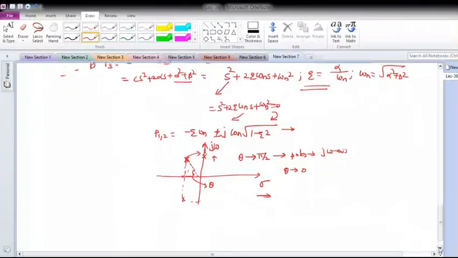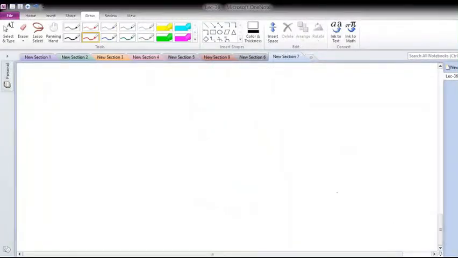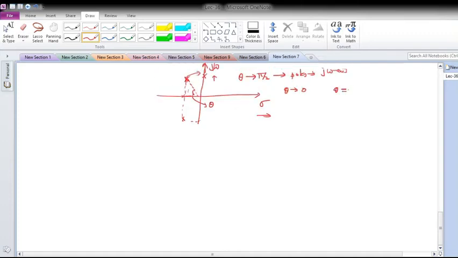Now let me see the magnitude response for various values of zeta. For example, if theta is pi by 2, what will be my value of zeta? We know zeta is equal to cos theta, so zeta will be equal to 0. So when theta is pi by 2, the poles will lie on the imaginary axis, and at that time I will not have damping. Damping is 0, meaning zeta is equal to 0, that's why it is undamped.